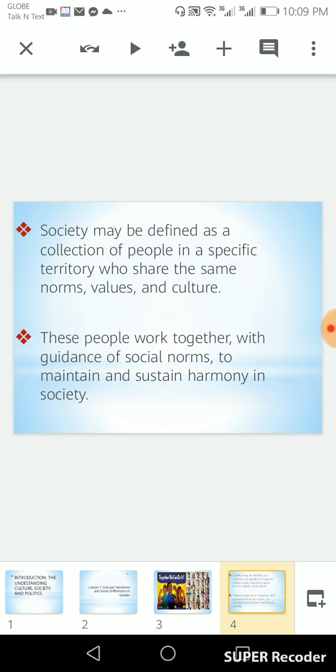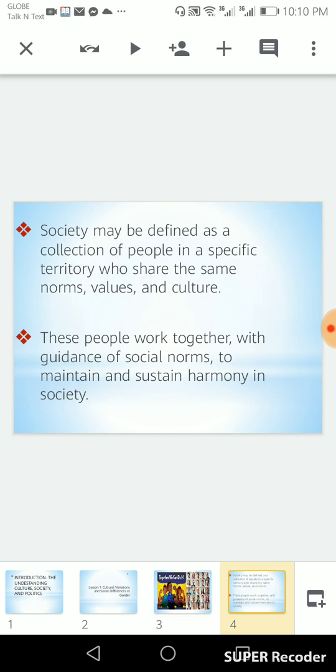Okay, society may be defined as a collection of people in a specific territory who share the same norms, values, and culture. So these people work together with guidance of social norms to maintain and sustain harmony in society.